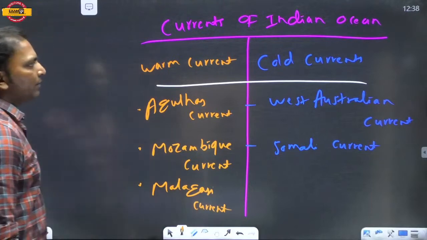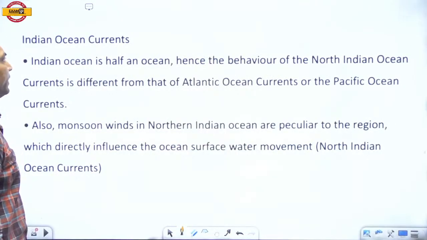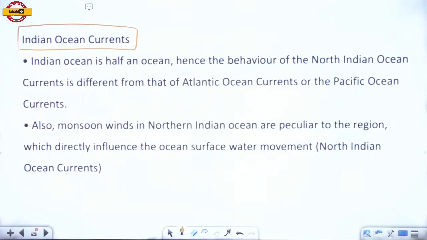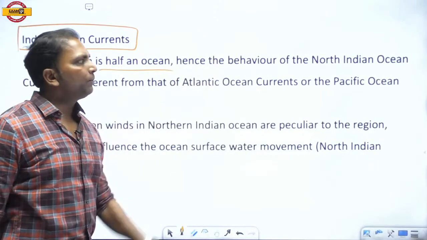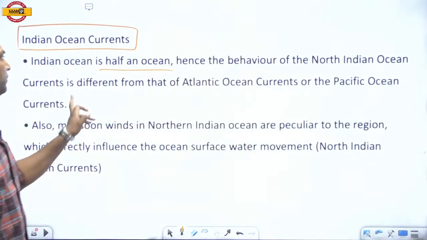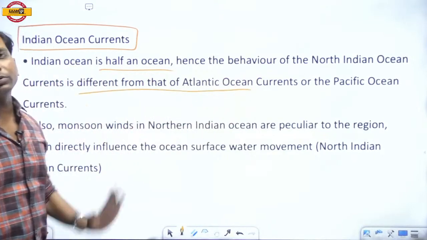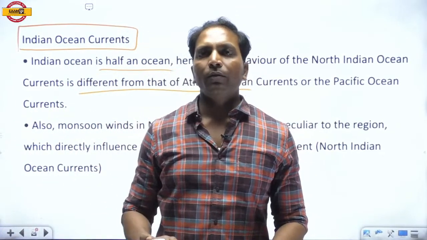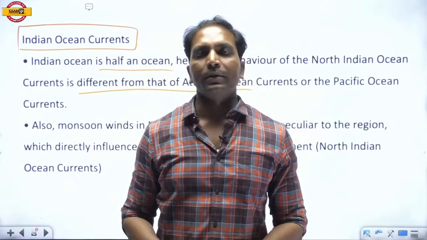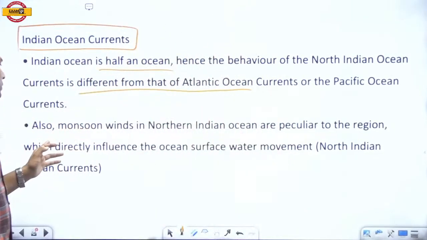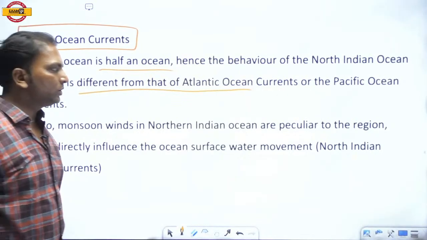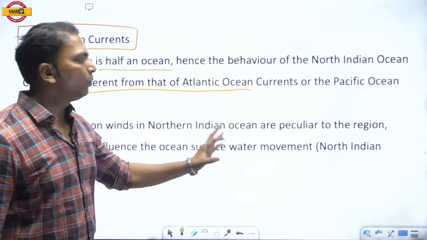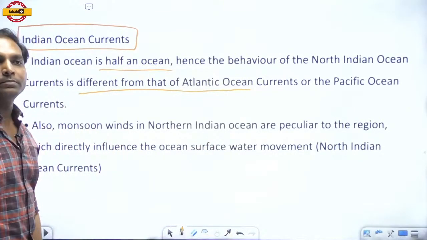So these are the warm and cold currents of the Indian Ocean. Now you see, the Indian Ocean is half an ocean. Hence, the behavior of the North Indian Ocean currents is different from that of the Atlantic and Pacific Ocean currents. This is the only ocean where the reversal of oceanic currents happens. Also, monsoon winds in the northern Indian Ocean are peculiar to the region and directly influence the ocean surface water movement.